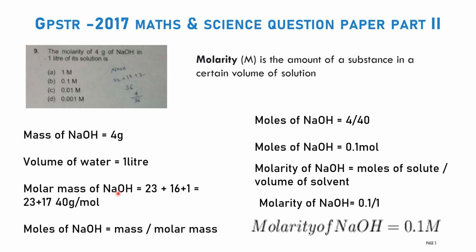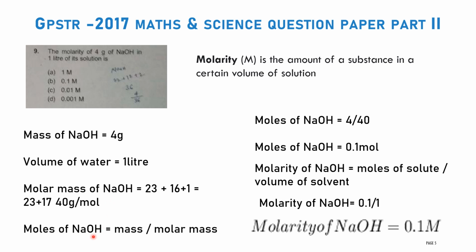To calculate molar mass, first we have to know the atomic mass of the individual atoms. What is the atomic mass of sodium? 23. This you have to remember. Atomic mass of oxygen is 16. Atomic mass of hydrogen is 1. When you add all three, you will get 40. This 40 is nothing but the molar mass of sodium hydroxide, otherwise the molecular mass of sodium hydroxide. This is the first step.